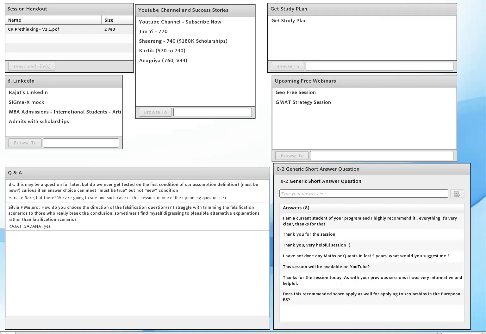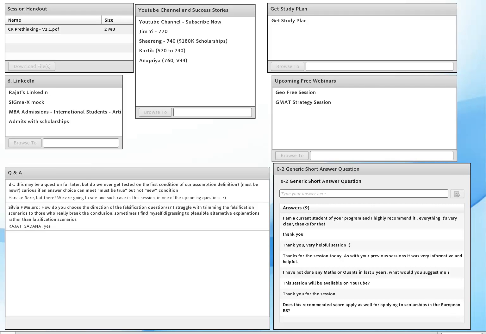Not done maths or quant in 5 years, what would you suggest? Start with the e-GMAT quant basics course. You shouldn't need anything else, by the way. We teach everything, from how to solve the fundamental equations to how to solve the most challenging probability questions.